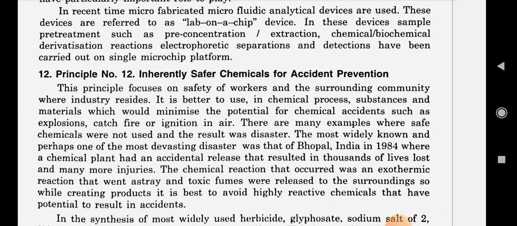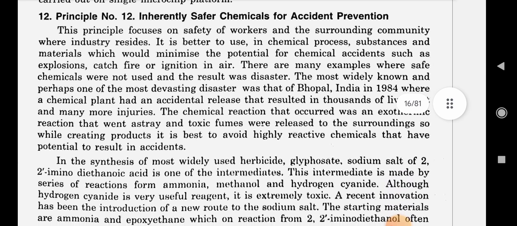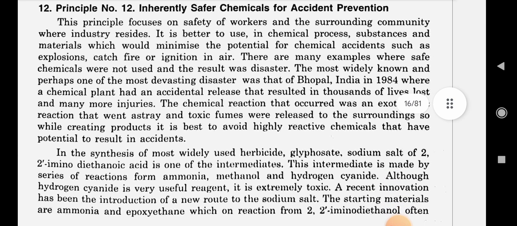In these devices, sample pre-treatment such as pre-concentration, extractions, chemical and biochemical derivatizations, reactions, electrophoretic separations, and detections have been carried out on a single microchip platform. Inherently safer chemicals for accident prevention.